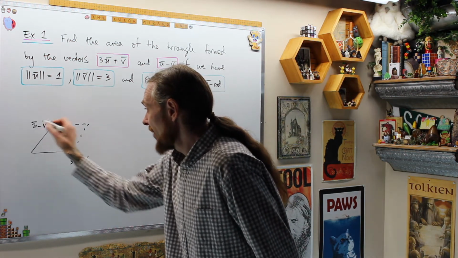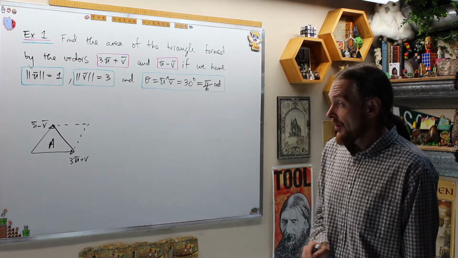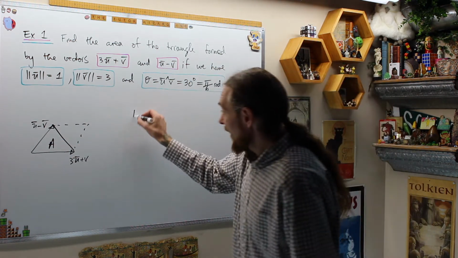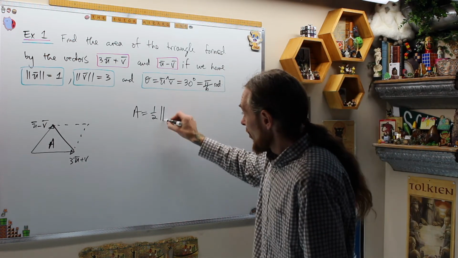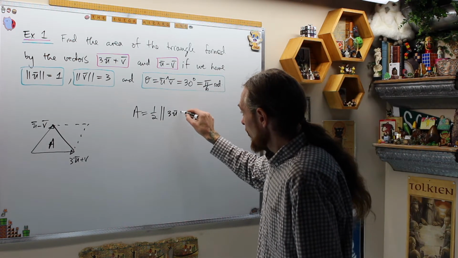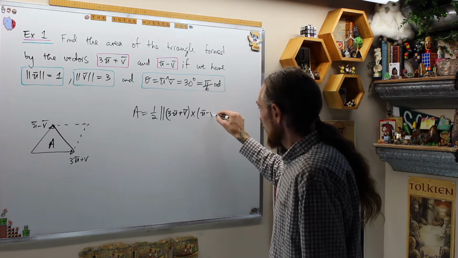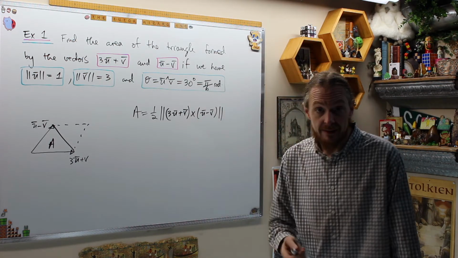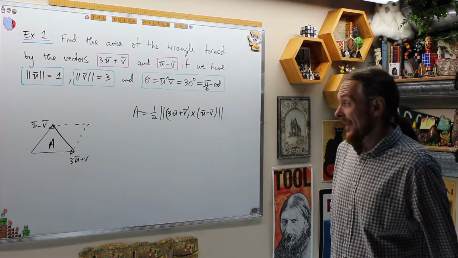This is going to be U minus V. So what does that tell us? This area, now that I'm looking for my picture, is going to be A equals 1/2 times the norm of 3U plus V cross product with U minus V, because those are the two vectors they gave us that determine the sides of that triangle. And this is what we're getting at.